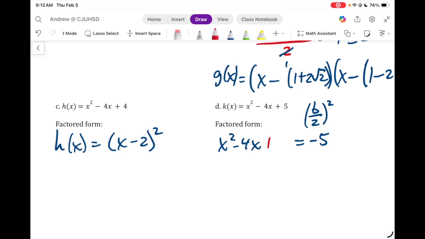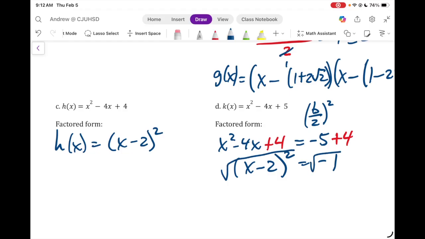I'm going to add in a 4. But I can't just add in a 4 on the left side. I'm going to add in a 4 on the right side to balance it out. So this is x minus 2 squared equaling negative 1. Now I take the square root of both sides. That was the whole plan, to make a perfect square. So x minus 2 equals plus or minus the square root of negative 1, that's the imaginary unit. That's i.